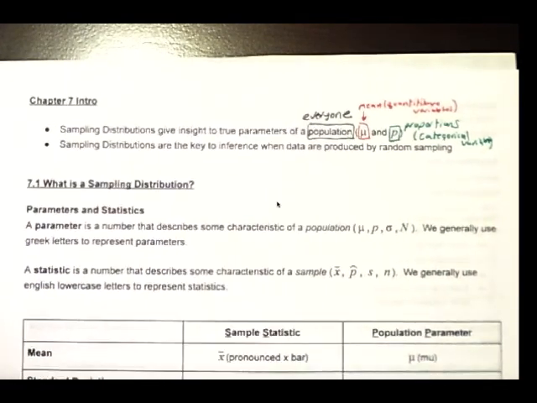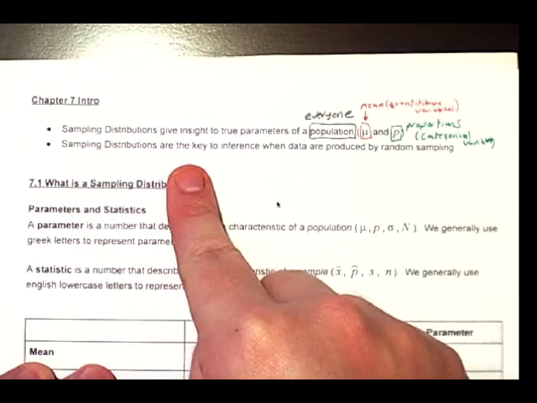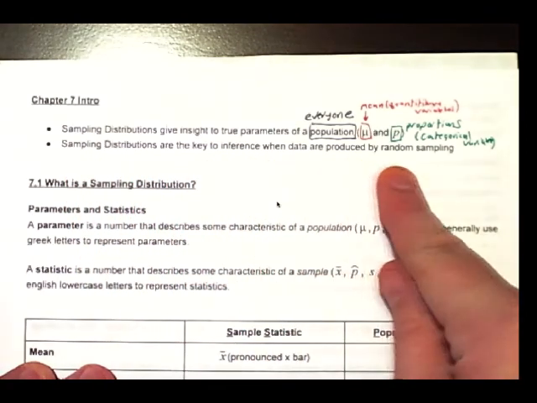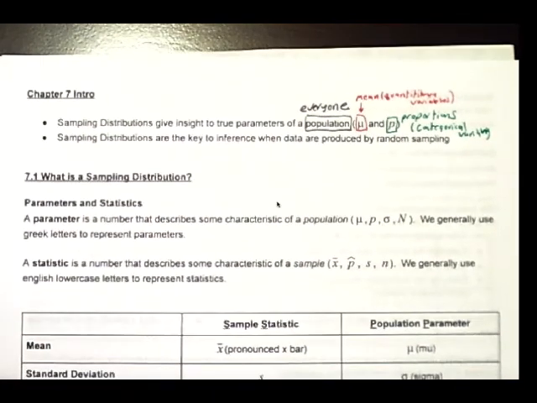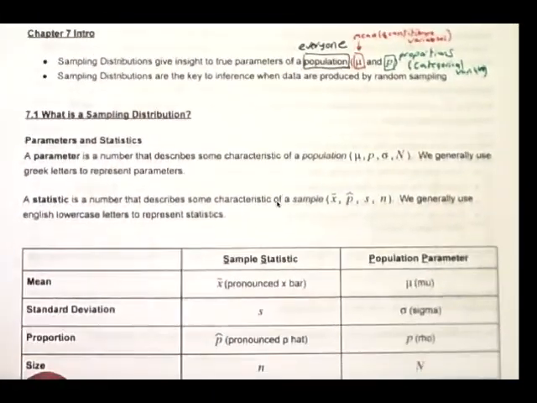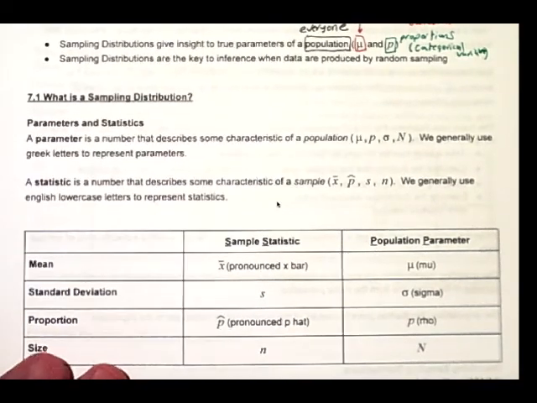That's in the intro. And it also says sampling distributions are the key to inference when data are produced by random sampling. We'll talk more about what that means as we go through. So actually getting into 7.1, it says, what is a sampling distribution? That's the title of this section.